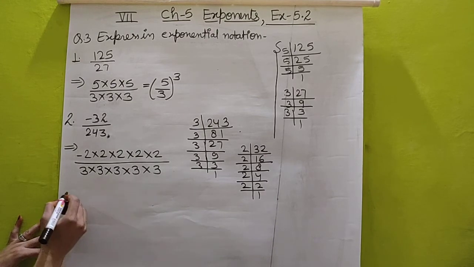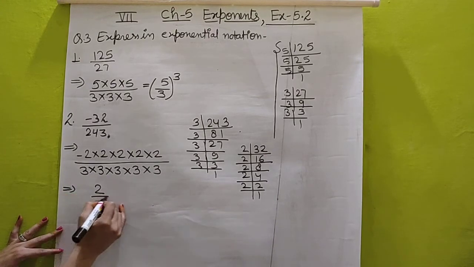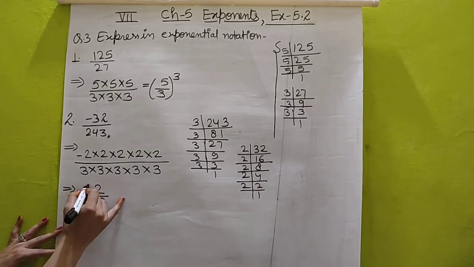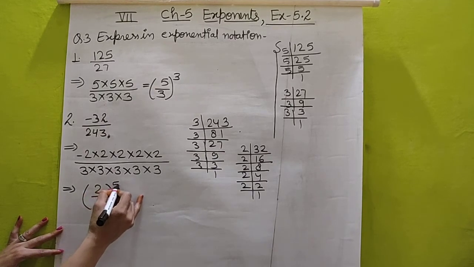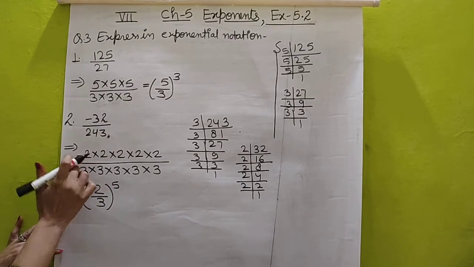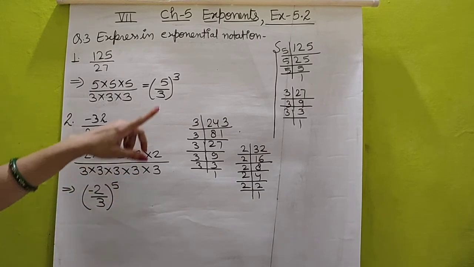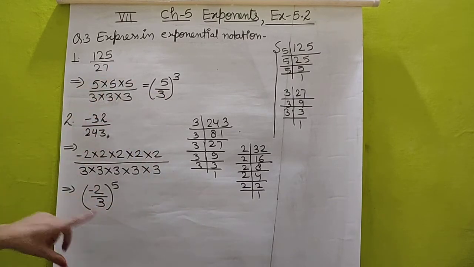So students, now what you can write here, 2 upon 3, both are having same power. 2 is having 5 power, 3 is also having 5 power. So you can write 2 upon 3 whole power 5 and this minus will come as it is. So like this students, with the help of prime factorization you can write an exponential notation. Now students, question number 4.